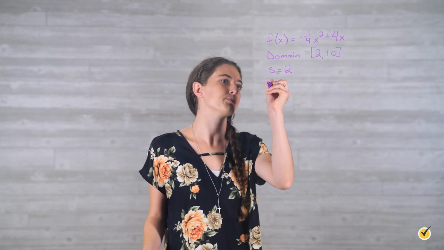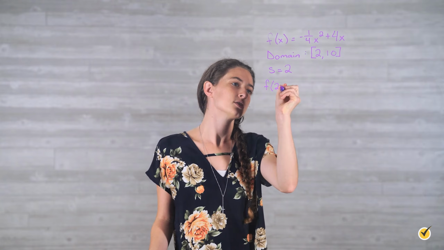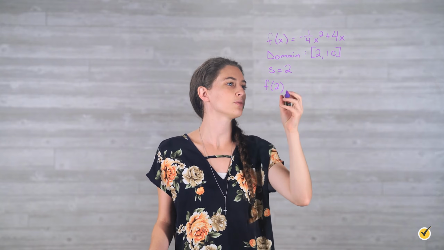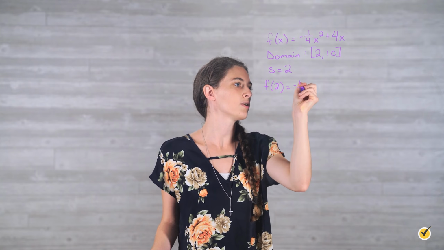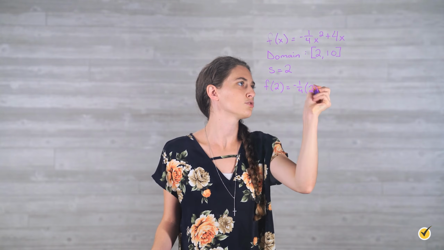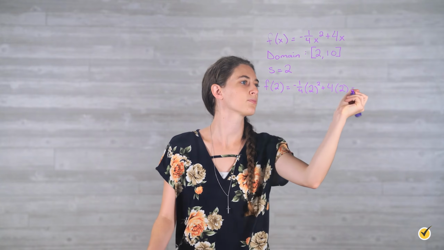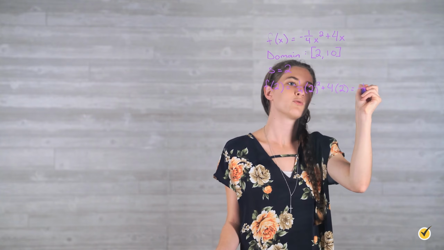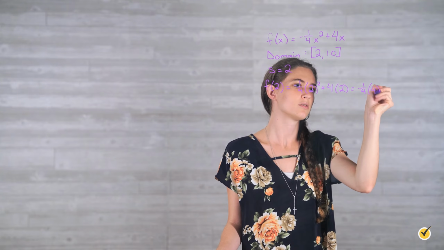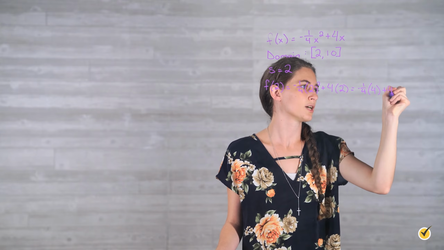So let's find f of 2. To find f of 2, we plug in a 2 anywhere we see an x, so we have negative 1/4 times 2 squared plus 4 times 2. This is equal to negative 1/4 times 4 plus 4 times 2.